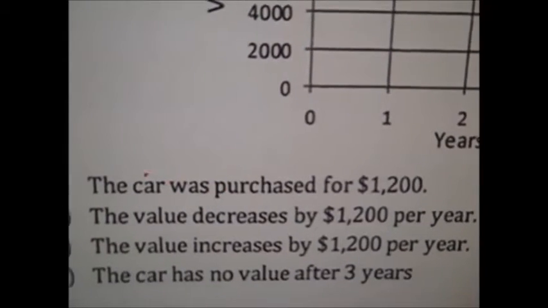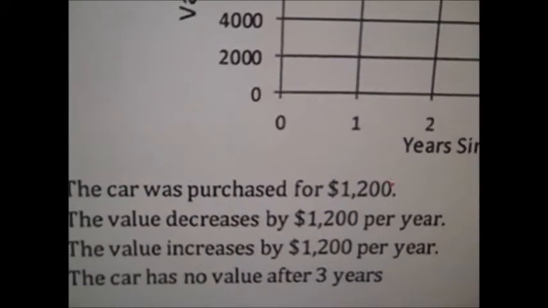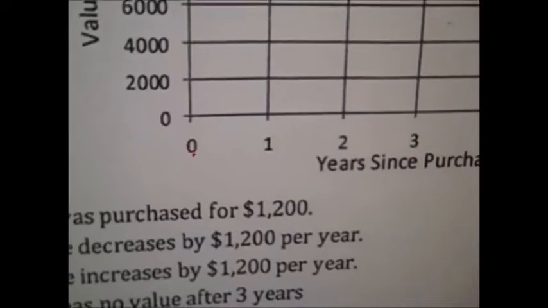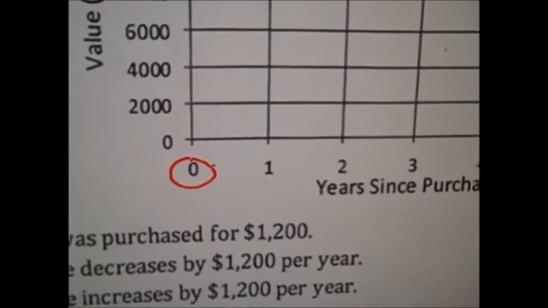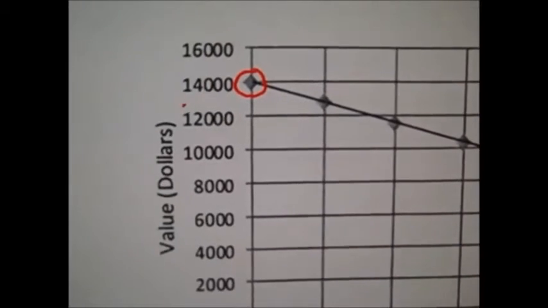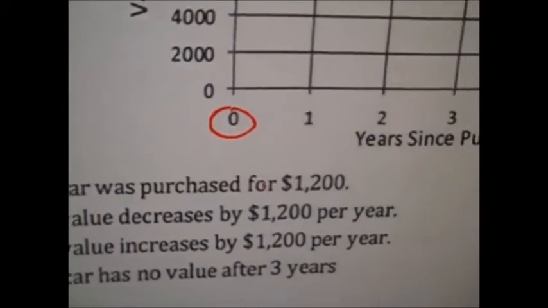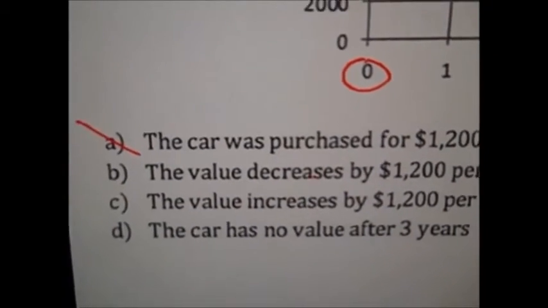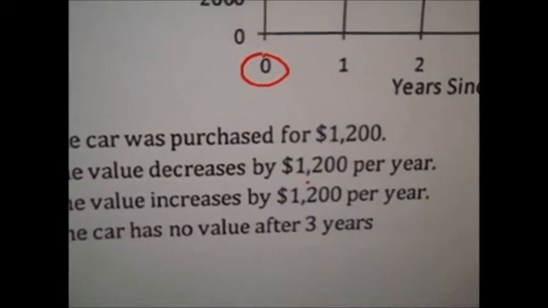Is this correct or not correct? The car was purchased for $1,200. Go to year 0, the very beginning. This is when it was purchased, right here. That's 14,000, not 1,200. That's wrong. The value decreases by 1,200 each year.